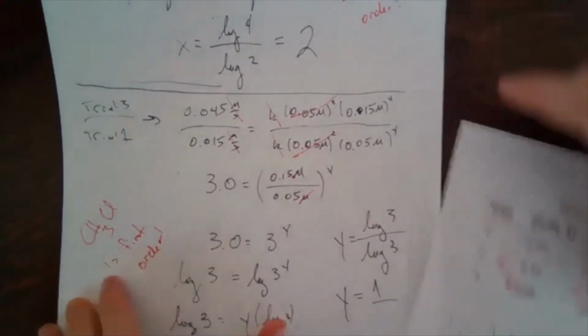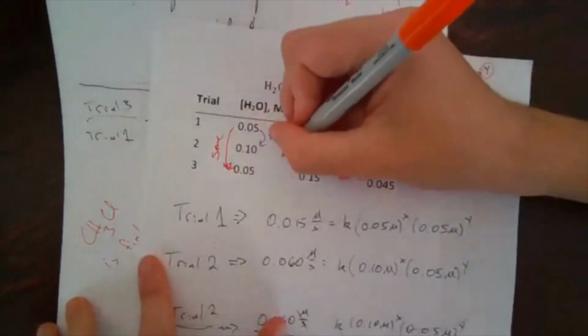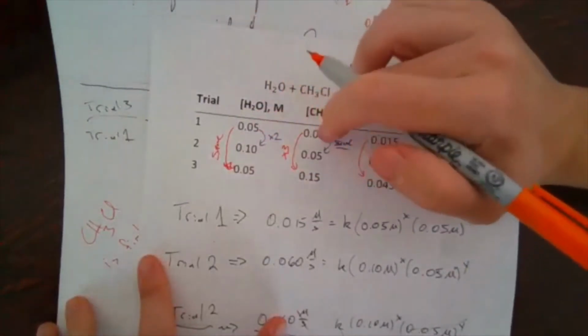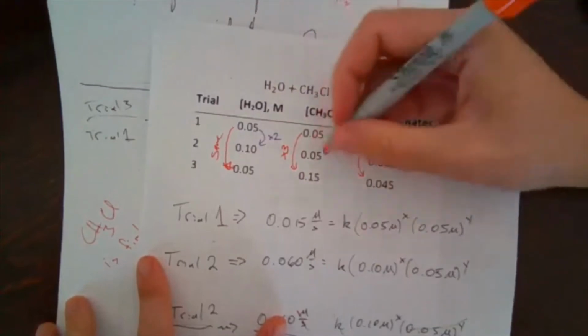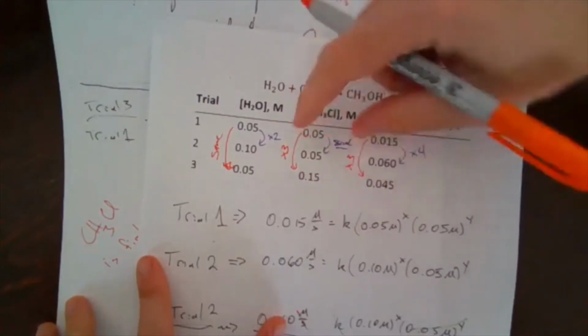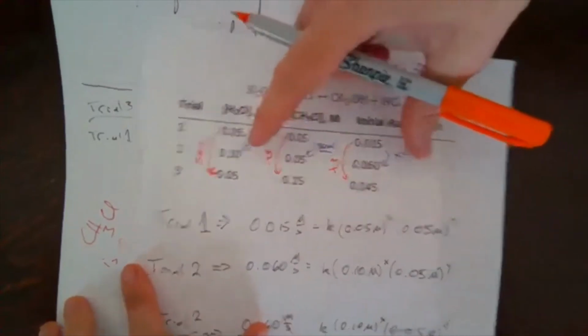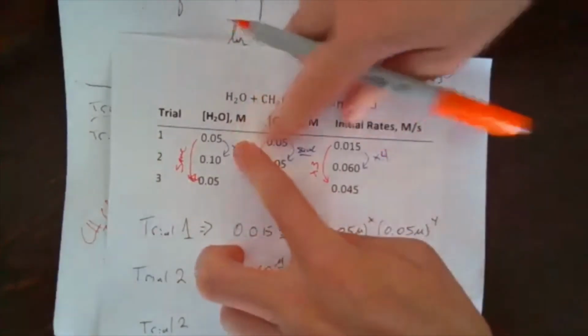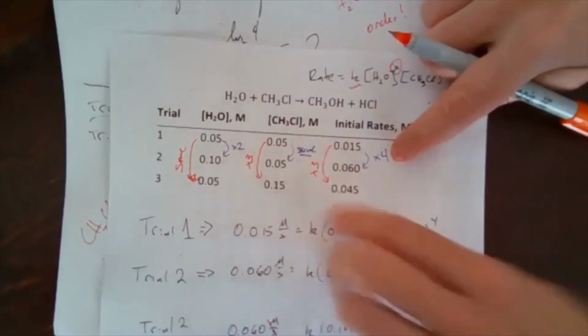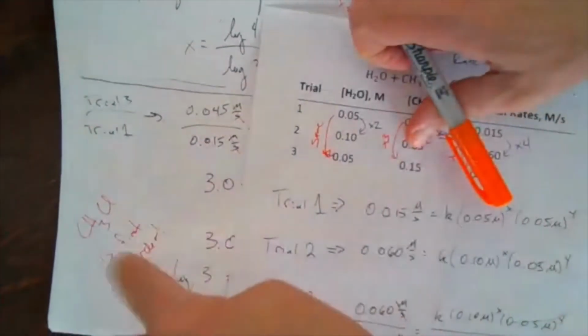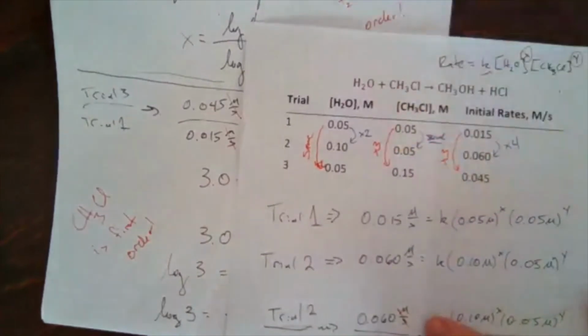First order, we can go back to our initial data. We can see that we changed the concentration here, 0.05 to 0.15 is times 3. 0.015 to 0.045 is also times 3. So we can see with the second order, 2 to the second power gave me 4. 3 to the first power gives me 3 because this is first order. So we can figure those out, figure out our order.